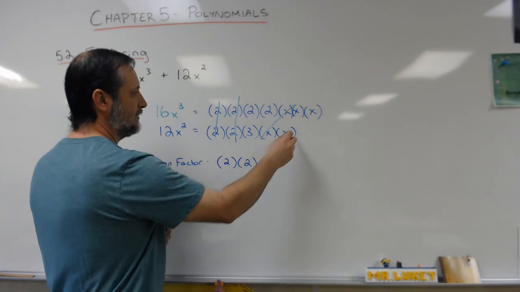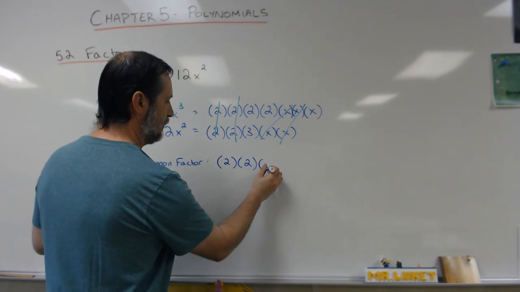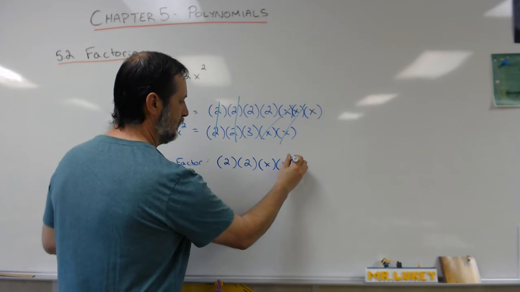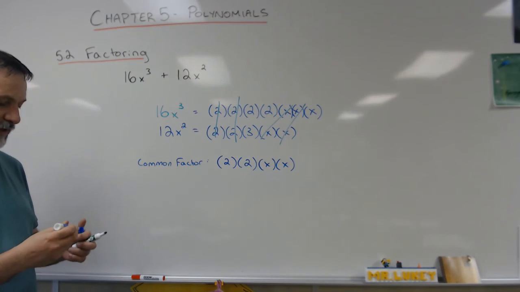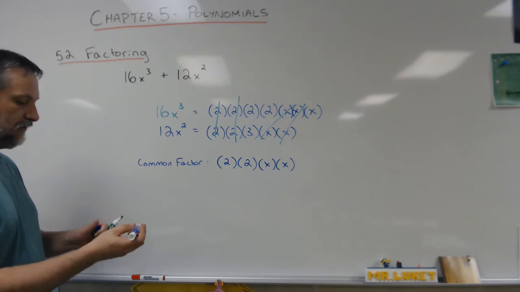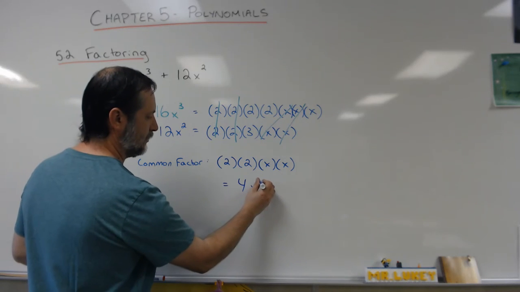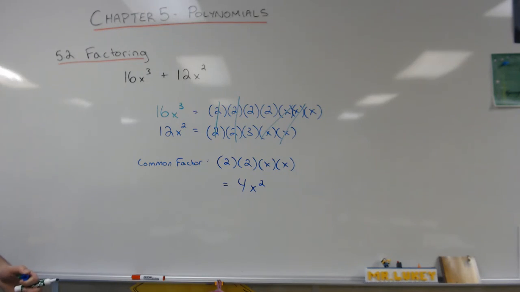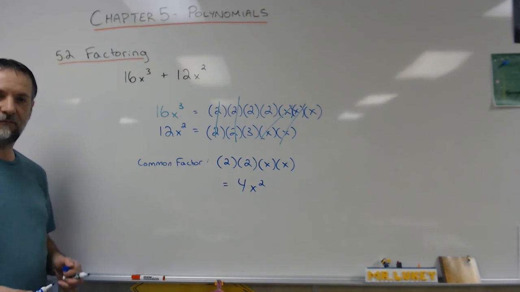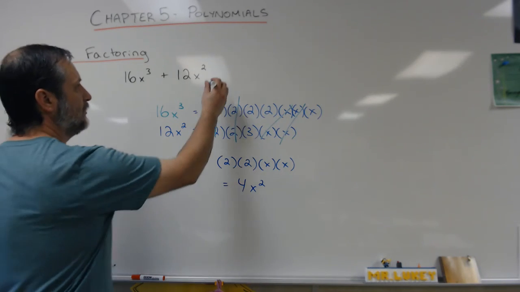They have 1 x in common, two x's in common, so I can go times x times x. That is going to be the common factor. So the greatest common factor, combining these, is going to be 2 times 2 is 4, x times x is x squared. Armed with that knowledge, I can properly factor the 16x cubed plus 12x squared by doing just that.